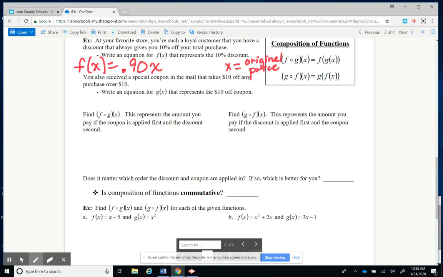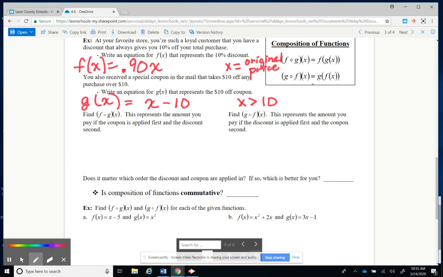All right, you also received a special coupon in the mail that takes $10 off any purchase price over $10. Write an equation for g of x that represents the $10 off coupon. So I'm going to take x and subtract 10 from it. Now, I have to realize that x has to be greater than 10, because if it's not greater than 10, I will be paying $0 for something, and that doesn't ever happen.